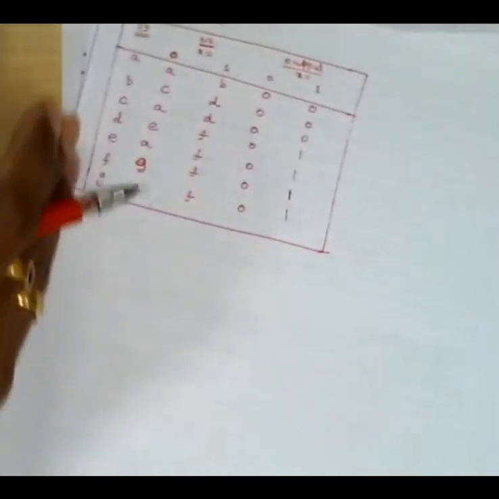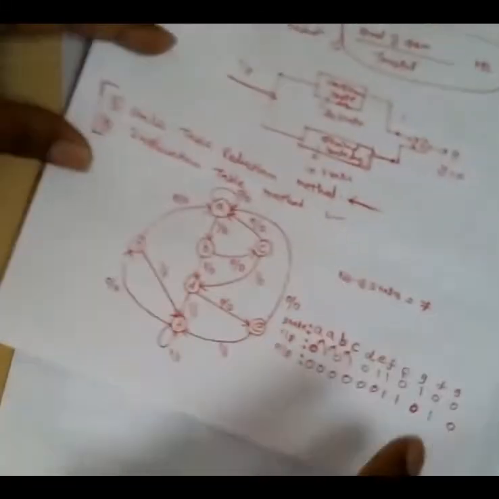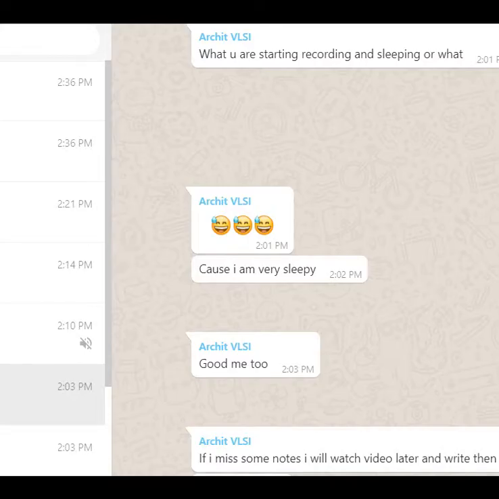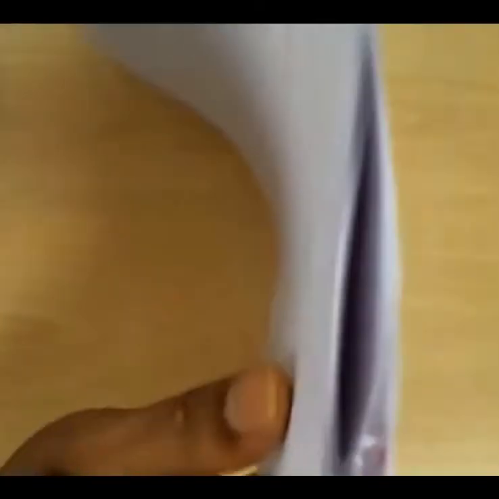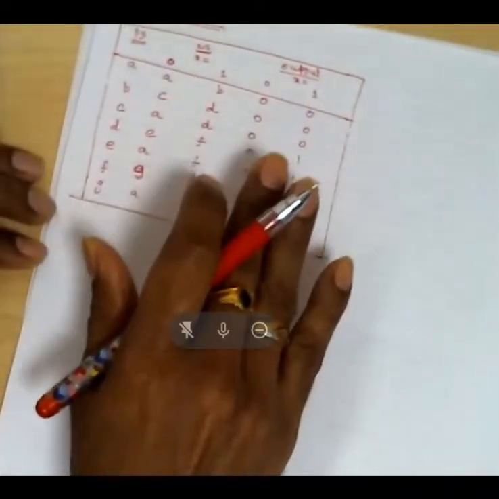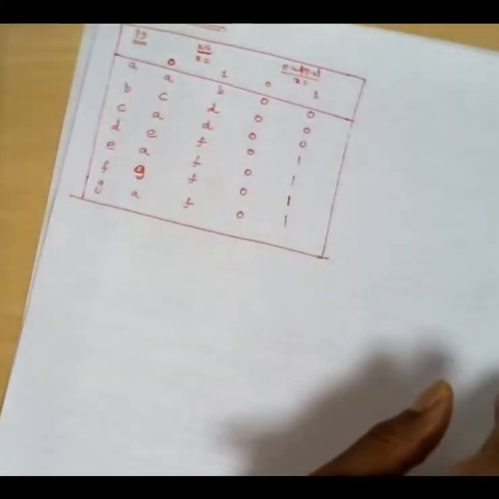One second, I will check. F to F you are telling? F to F 1, yeah? Yes, sir, it's a 1. Okay, sir, I have written. Okay, no problem. Is it fine now? This state diagram is correct? Yes, sir. The table is right now? Yes, sir. Okay, right. Now we will continue.